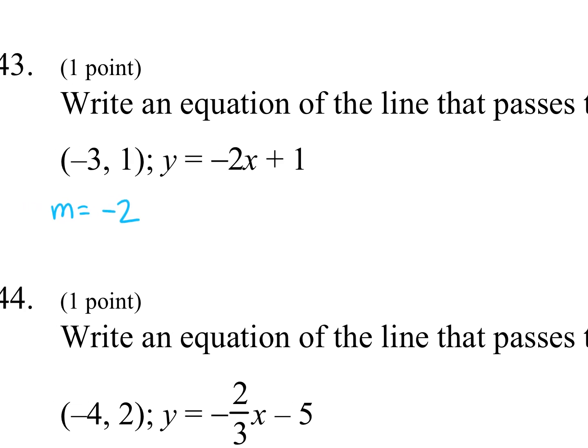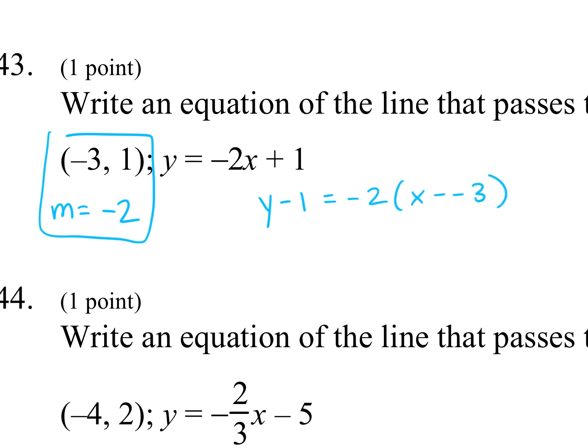So I have the slope and a point, so I can use point-slope form for my new equation. So I have y minus y1 is equal to m times x minus x1. So x minus negative 3 turns into what? X plus 3. So make sure you know your point-slope form.